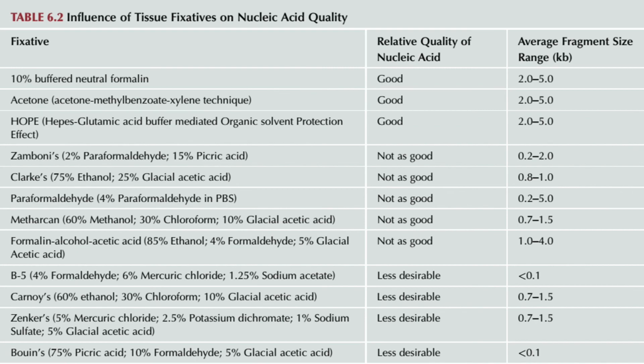The effects of tissue fixative. Sometimes you're going to receive specimens, and will they be able to produce the nucleic acid that we want? So, first, among the fixatives, 10% buffered formalin, acetone, and HOPE are good for nucleic acid quality. And B5, Carnoy's, Zenker's, and Bouin's are less desirable types of fixatives. So these are important considerations when choosing a tissue fixative.